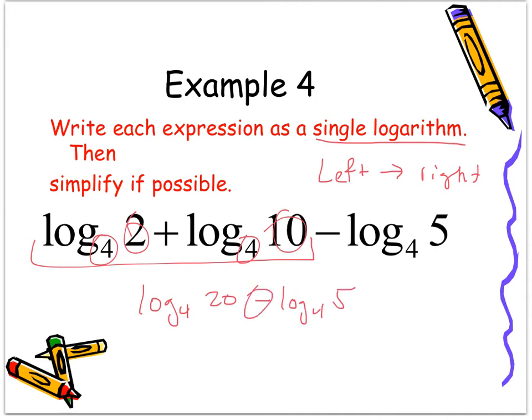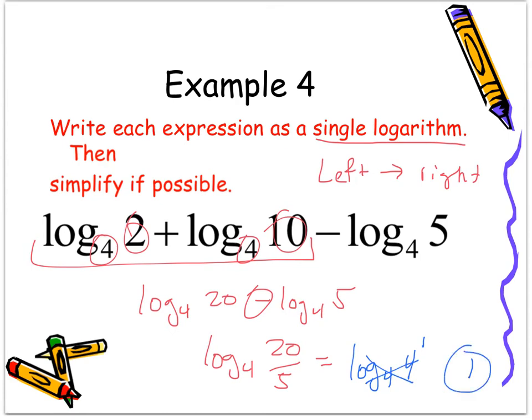So then because of this, I know I can write it as a single log and divide terms. Now at this point, I can look at 20 divided by 5 and see if that reduces. And it does. That's log base 4 of 4. Well, with our little trick, it's 4 to the first power. This guy cancels out, and this guy is the same as 1.